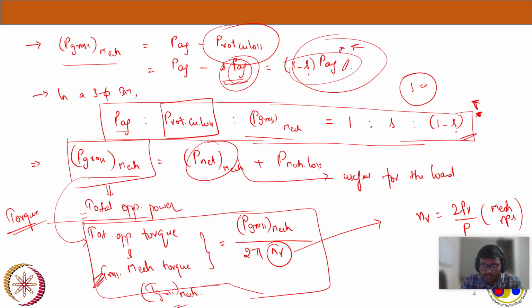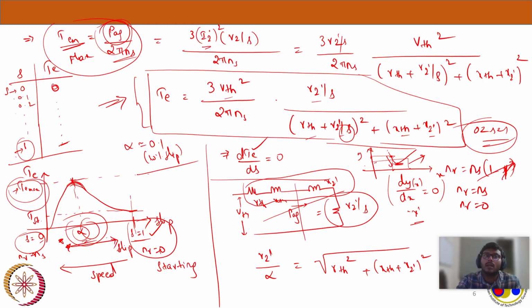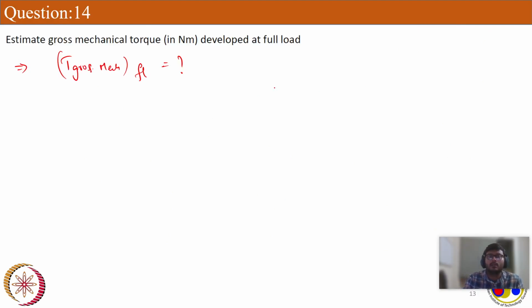It's P gross mechanical divided by 2 pi nr. So I can write that T gross mechanical is P gross mechanical divided by 2 pi nr. Now, if you see the same expression, it's also equal to air gap power divided by 2 pi ns. Because I know the air gap power at full load and I know 2 pi ns, it will be easy to calculate the gross mechanical torque. I will be using that relation.